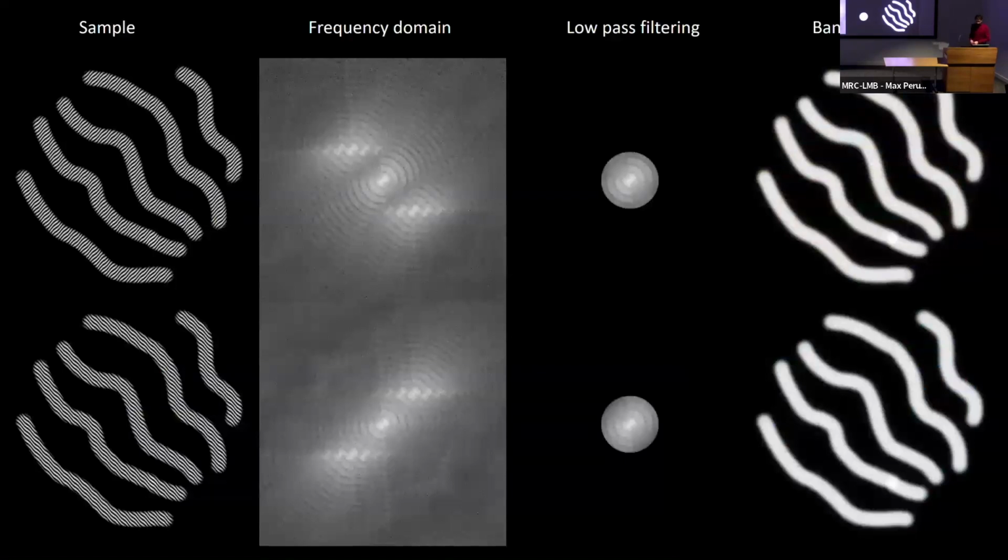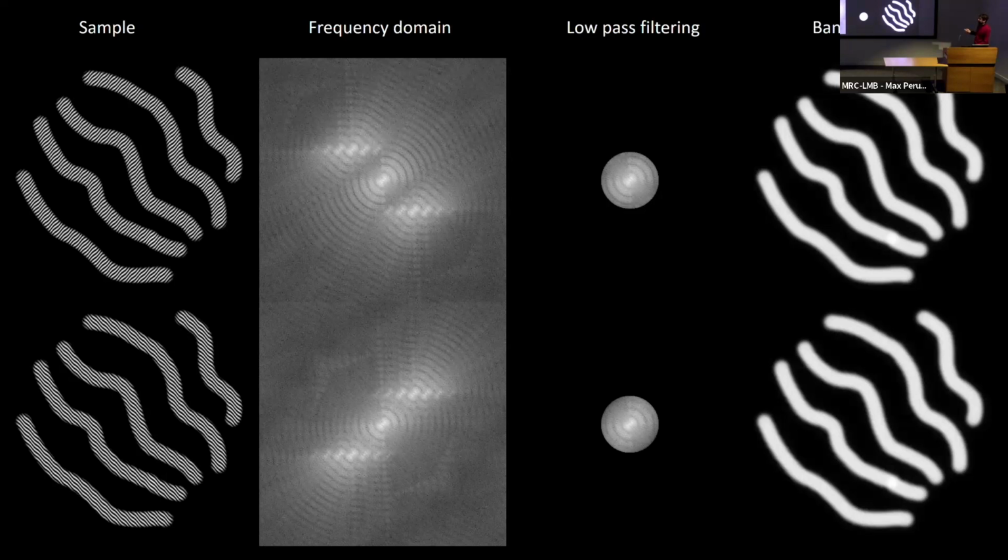So here is an example. We have two samples here. One has little stripes in this direction, and one has stripes in this direction. So we can see in the frequency domain that the position of these blobs here corresponds to the orientation of these stripes. Here, it corresponds to these stripes.